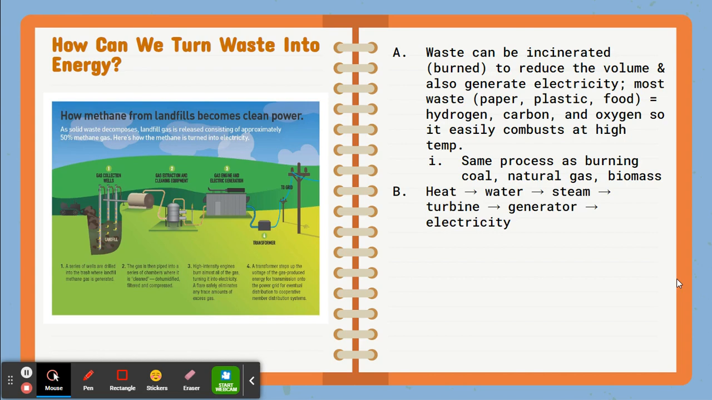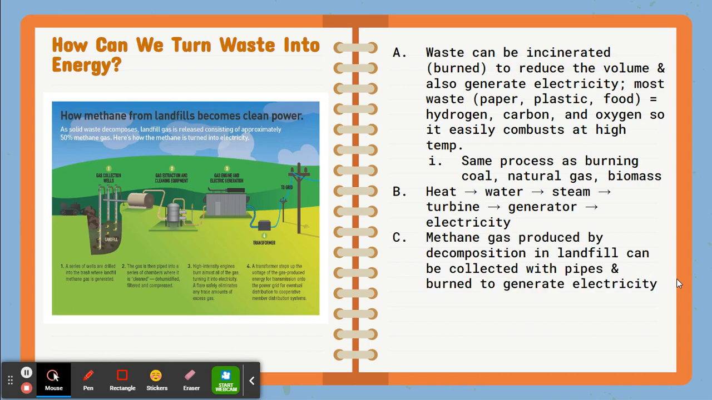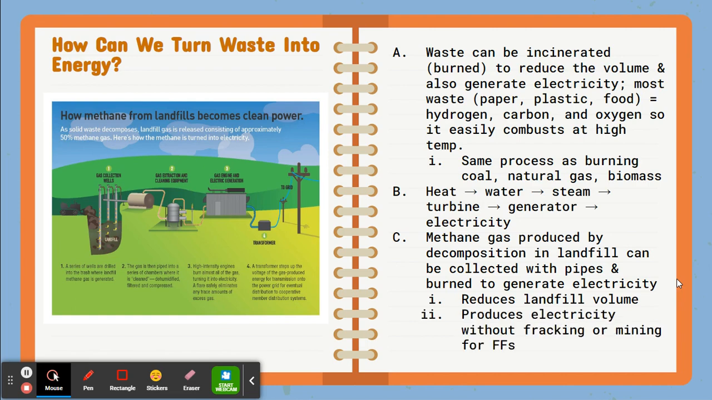We know it can be heated, right? That heat then takes water and produces steam. That steam turns a turbine, right? Powers a generator to then produce electricity. So the methane gas produced by the decomposition in landfills can be collected using a system of pipes to then eventually generate electricity. This reduces landfill volume and winds up producing electricity without having to frack for it or mine for it.